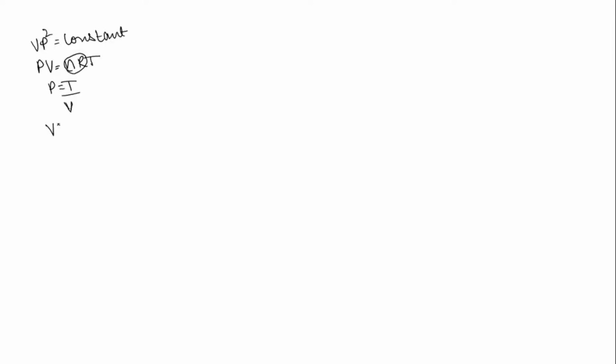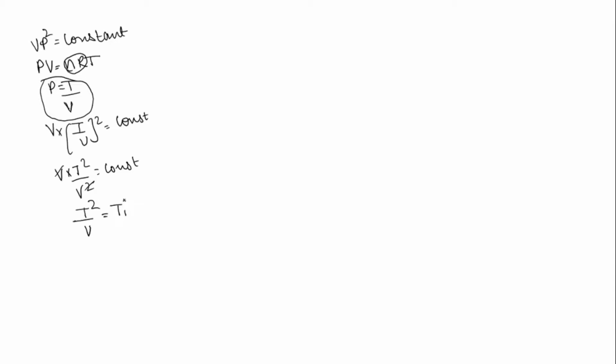So we can substitute for P, T by V. So (T by V) whole square, because it's P square. This is a constant. So V into T square by V square is equal to constant. So V square and V will get cancelled. So we can write this as T square by V is equal to T1 square by V1.